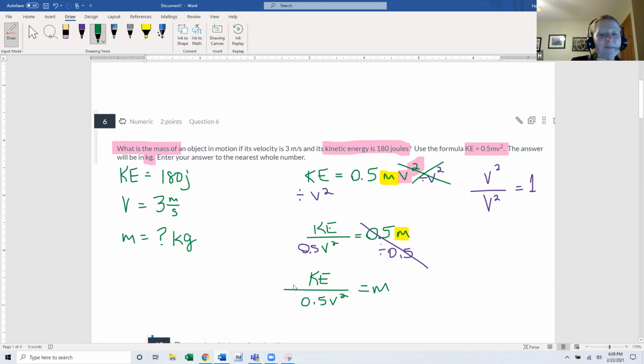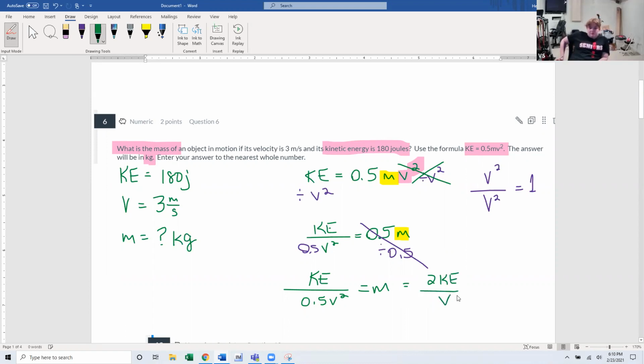Now, I don't know if anybody got fancy and moved the 0.5 to the top. The way you do that is, 0.5 is 1/2. Well, if there's 1/2 on the bottom, it's really 2 on the top. You did not have to do that part, but in case anybody ended up with this, or you run across this formula, they're the same thing. A 1/2 on the bottom or a 2 on the top is the same thing.